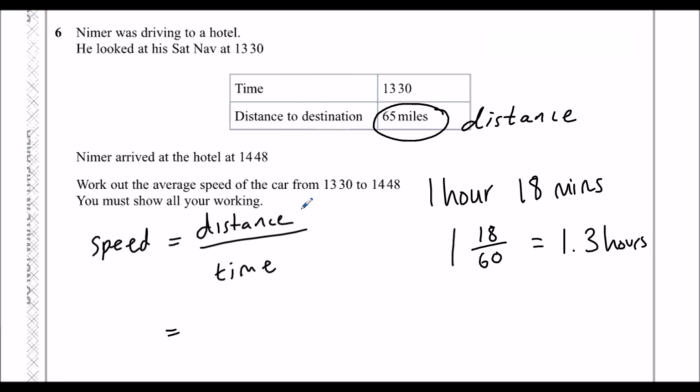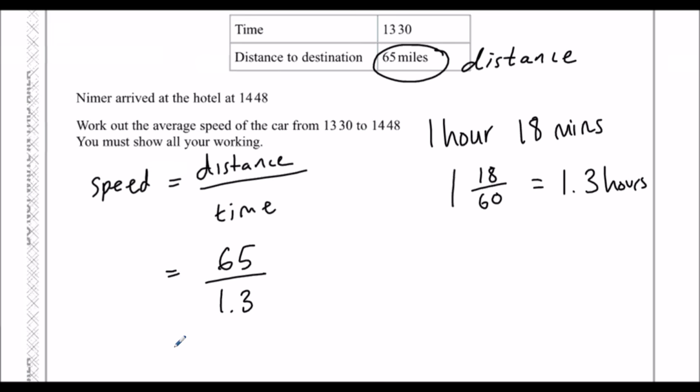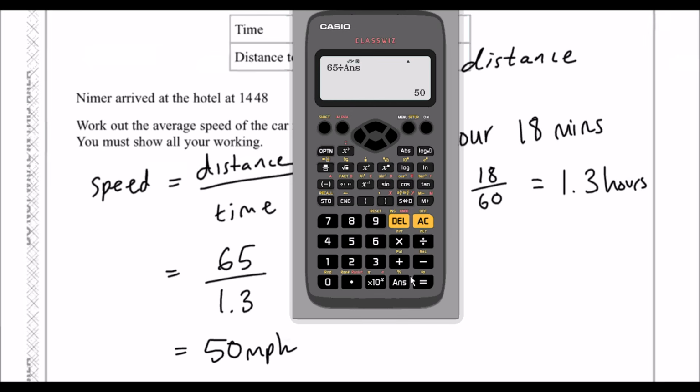So our distance is 65 over our time, which is 1.3. 65 over 1.3 is 50. So it's 50 miles per hour. We can also use the time button on the calculator. So 65 divided by 1 hour 18 minutes is 50.